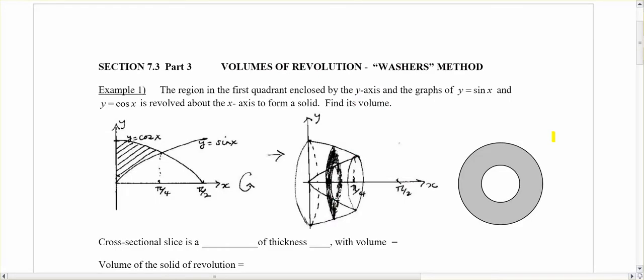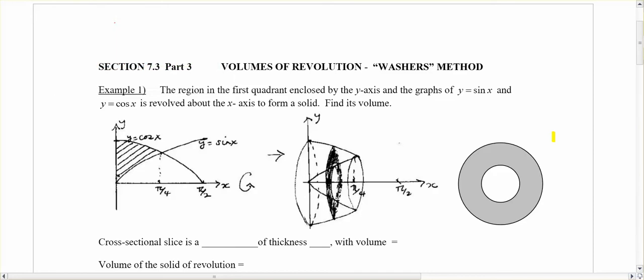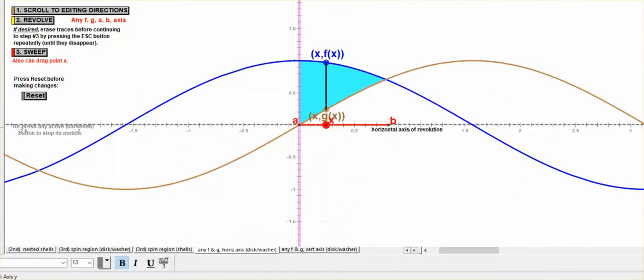The region in the first quadrant, enclosed by the y-axis, the graph of y equals sine x, the graph of y equals cosine x. So we're talking about this region, is rotated about the x-axis. So it's rotated about that to form a solid. Let's have a look at creating this solid.